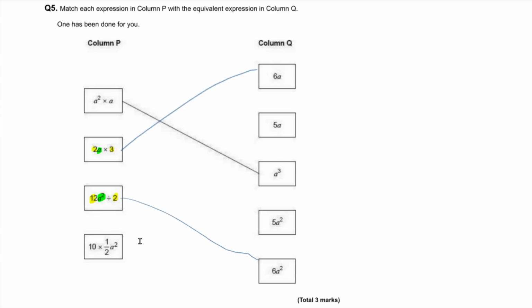And finally, 10 times a half a squared. So I've got my a's here, and I've got my number parts. So 10 times a half. I'm going to multiply the 10 and a half together. That gives me 5. 5a squared then altogether. It's that one over there. Okay, and then this 5a is left over. It's got no one to join up with.